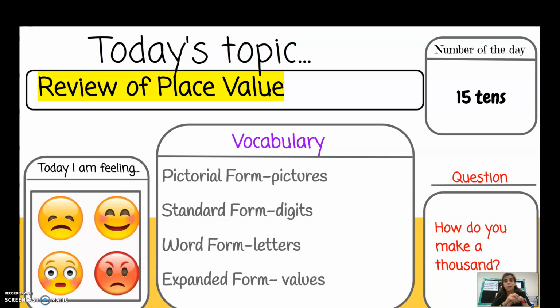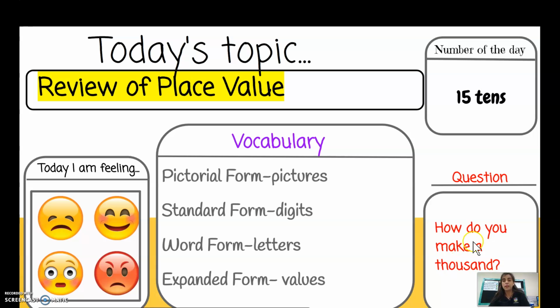So today we're going to continue to review with place value. Don't forget our vocabulary: pictorial form uses pictures. Standard form uses digits, dedos. Word form uses letters. And expanded form uses values, and it's elastic, so it kind of stretches, okay?